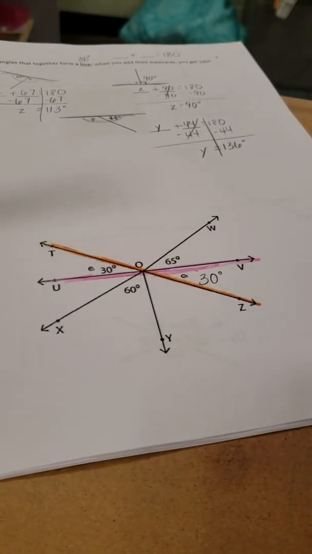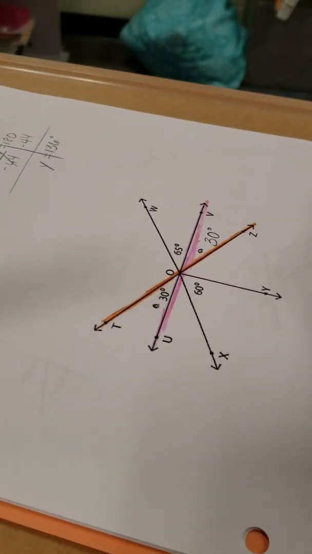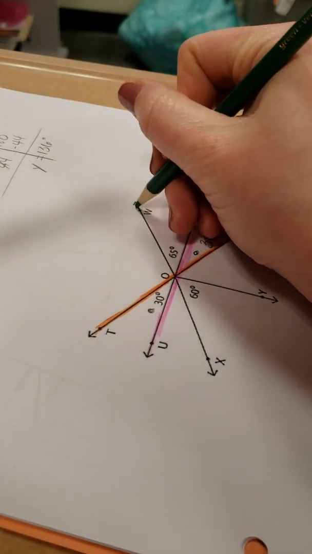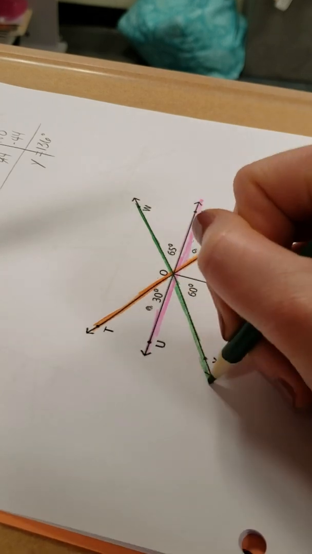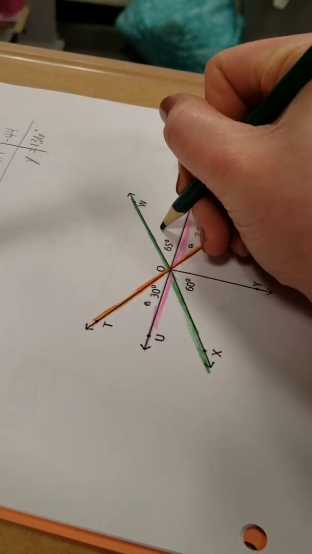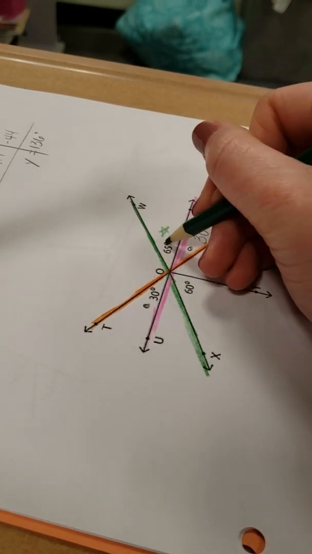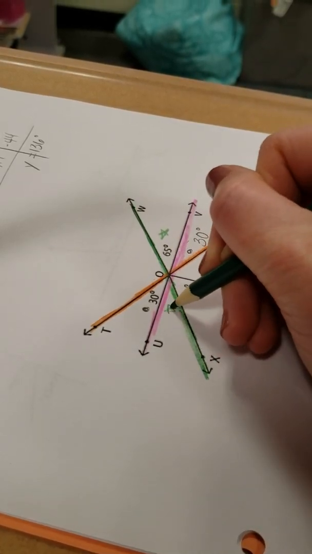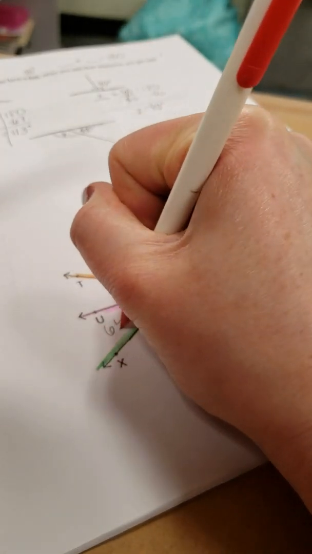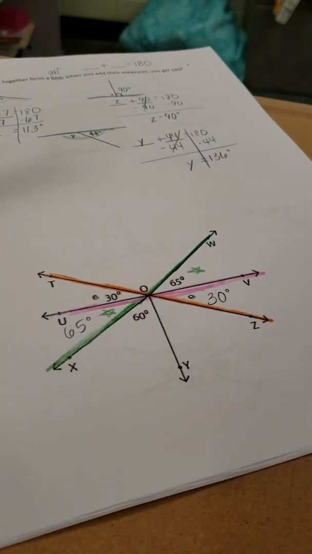If you look again, I'm kind of twisting my paper this way now, I see another X. You see that pink line? Now take a look at this green one. See the X made by the pink and green lines. This is 65 right here. Across from it is right here. Those are also vertical angles. So that's going to be 65 degrees.